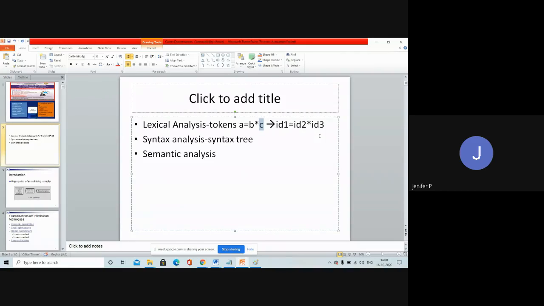That is, in order to convert an integer number to float, what you do is float of A. Then the integer A will be converted to float. Likewise, we can use convert. So that is the purpose of the semantic analyzer. The semantic analyzer output is the syntax tree with type checking information, right?